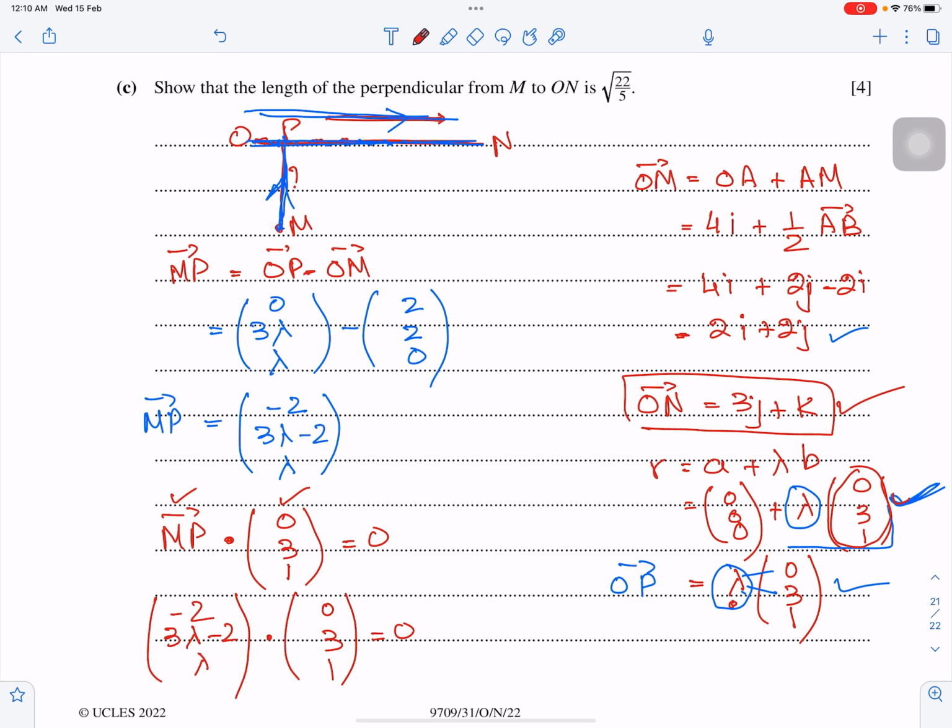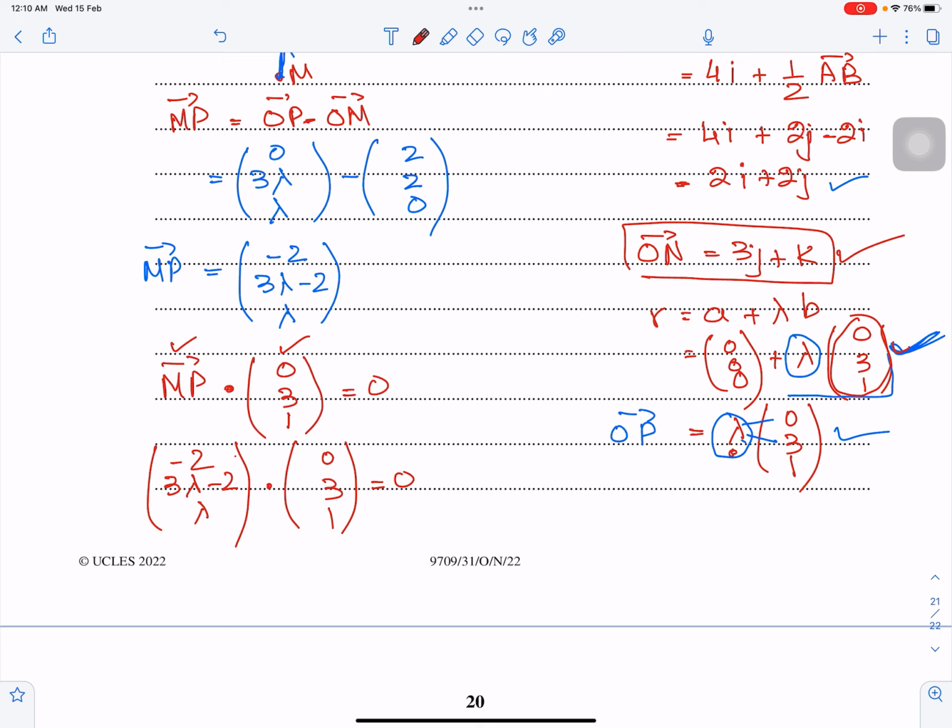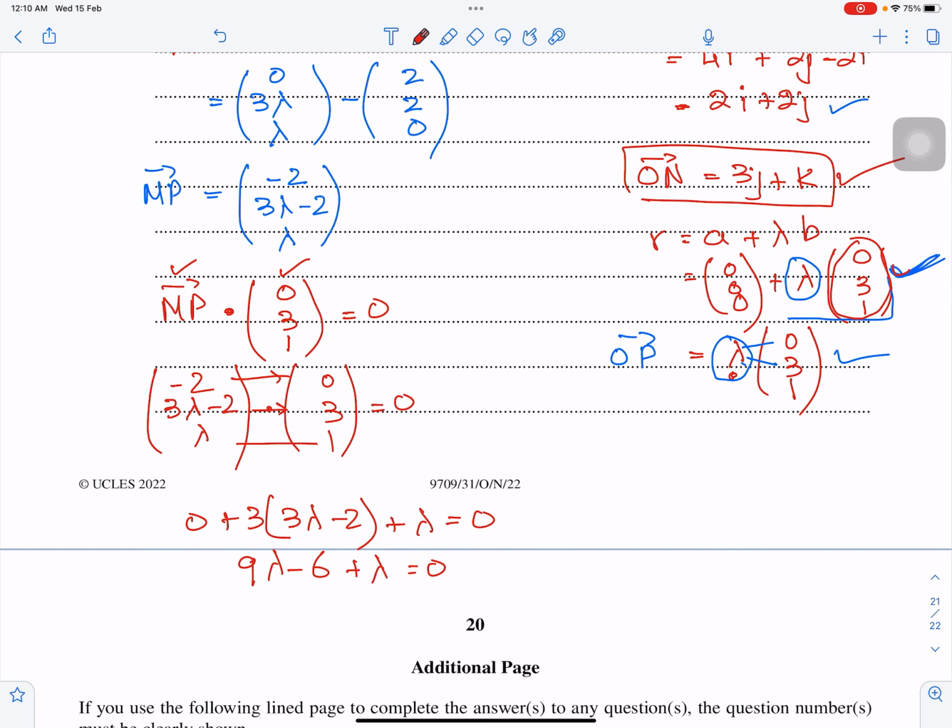So let's solve this equation to get the value of lambda. 2 times 0 is 0. 3 times this thing will be 3 lambda minus 2, and lambda times 1 is lambda. So let's quickly solve it. 3 times 3 is 9, minus 3 times 2 is 6, plus lambda. So it will be 10 lambda equals 6. Lambda equals 6 upon 10, which is 3 upon 5. So I got the value of lambda: 3 upon 5.